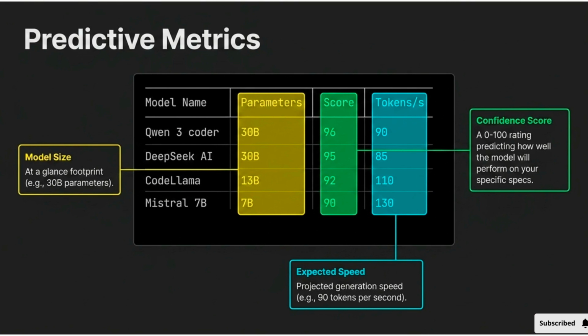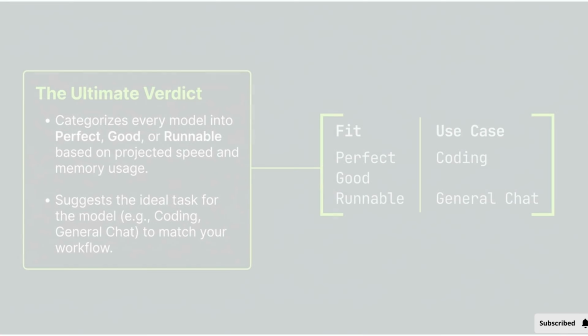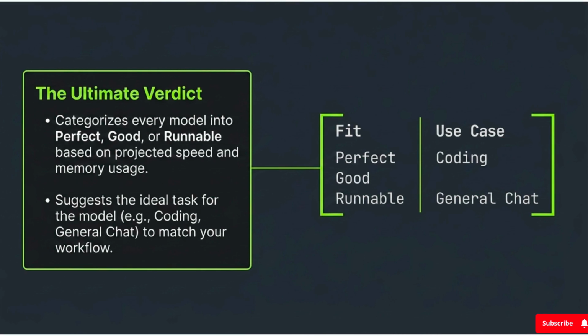The tool uses predictive metrics, including model size, a 0 to 100 confidence score predicting performance, and expected generation speed in tokens per second. LLM-FIT provides the ultimate verdict by categorizing models into perfect, good, or runnable based on projected speed and memory usage. It also suggests the ideal task for the model.